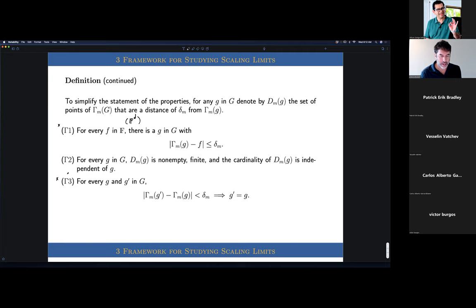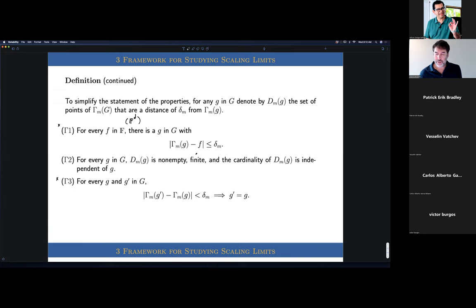And gamma three says that for every G and G prime in G, the points aren't getting too close together. So if gamma M of G prime minus gamma M of G is less than delta M, that implies that G prime is equal to G. So you might need finiteness. Oh, this one right here? Yeah, no. In gamma two, you said you might not need this, but do you need finiteness perhaps of D_M of G?